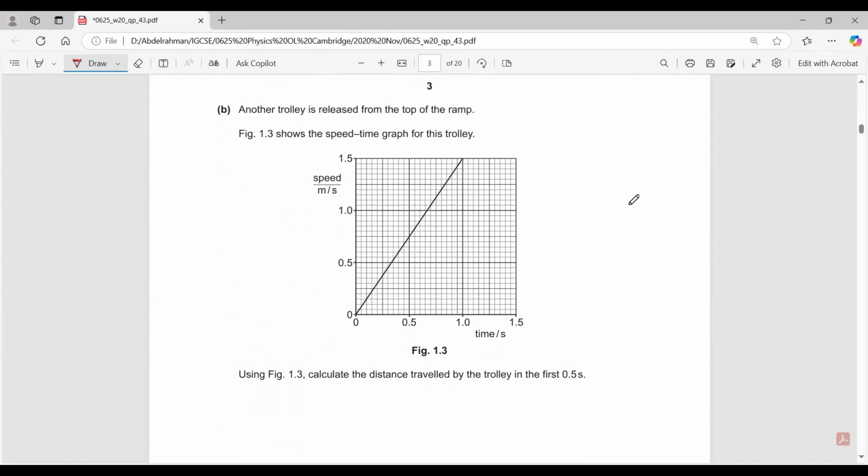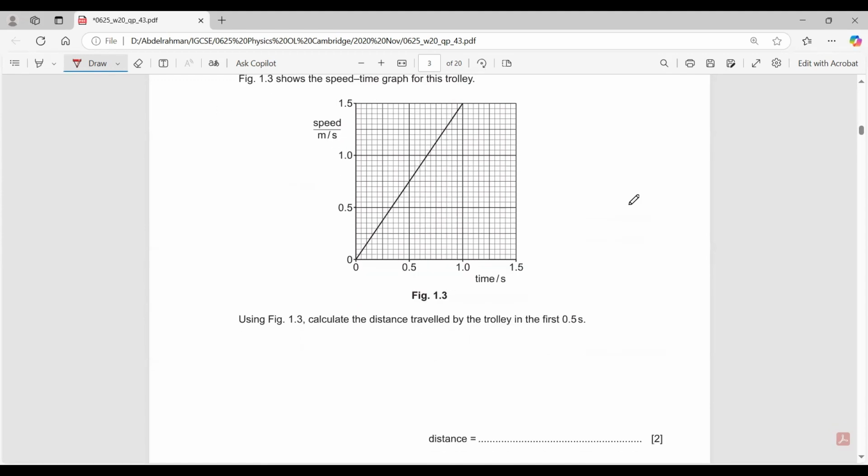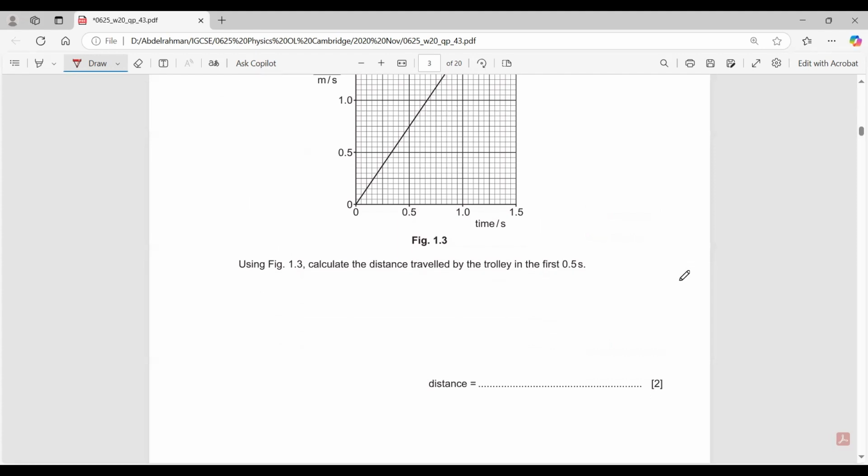Another trolley is released from the top of the ramp. Using figure 1.3, calculate the distance traveled in the first 0.5 seconds. How can I find the distance traveled? Is it speed times time? Nope, it's the area under the graph, which is basically the area of a triangle. So it's half times base times height.